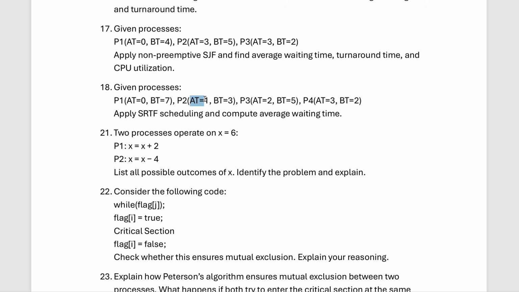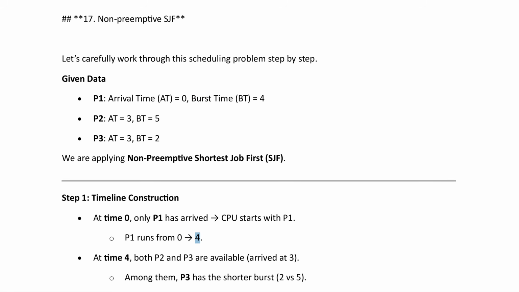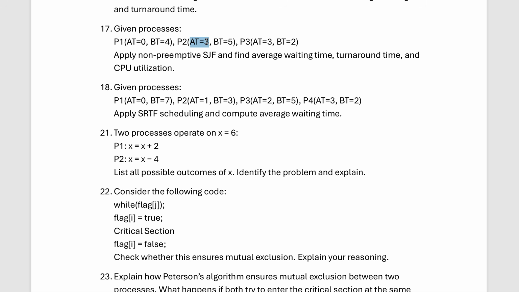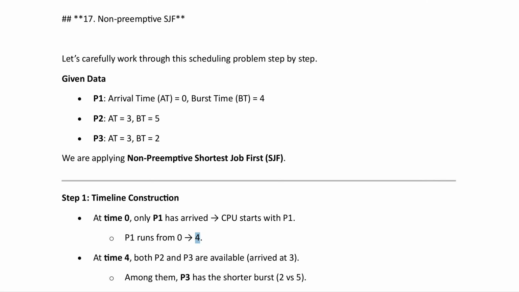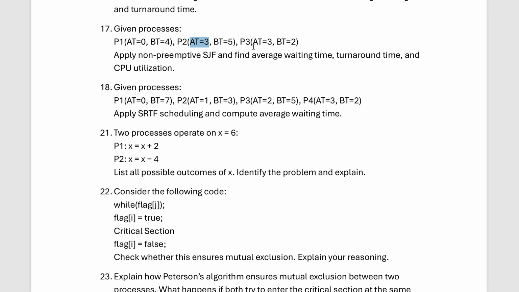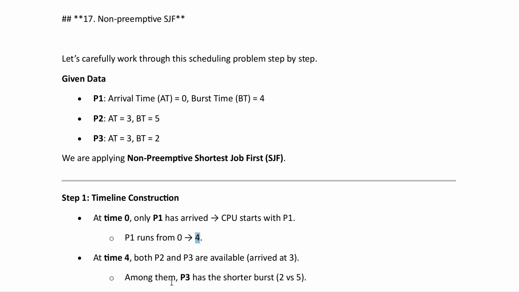At that time, P2 has arrived, because P2's arrival time is 3. So up to 4, P2 has arrived. But you can see that at arrival time 3, P3 has also arrived. The burst time of P2 is 5, and the burst time of P3 is 2. Because the burst time of P3 is less than the burst time of P2, P3 will be executed first and P2 will be executed after P3.